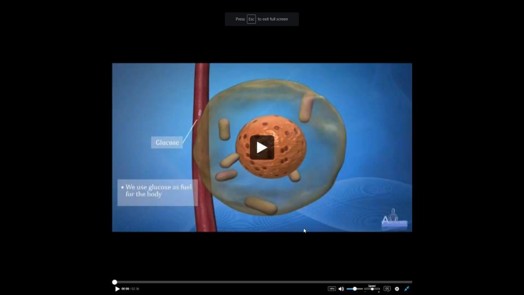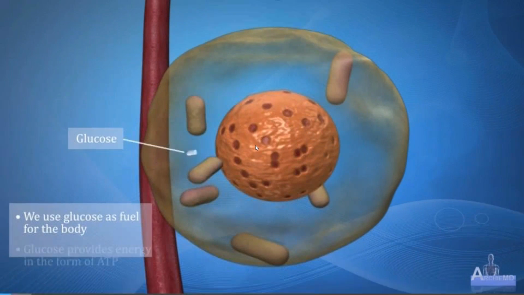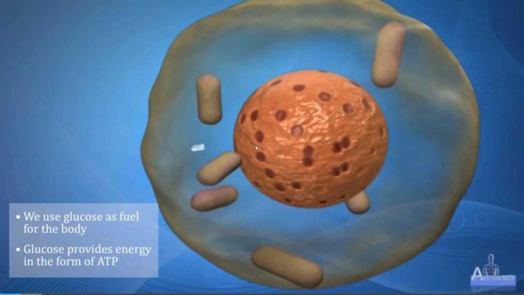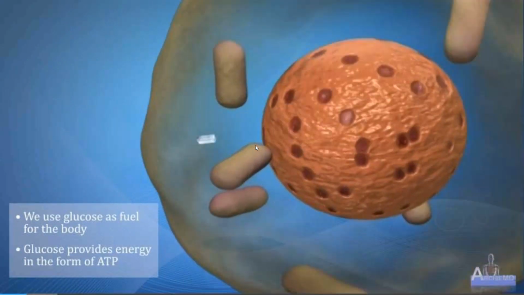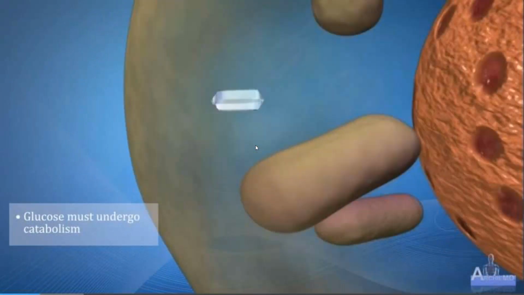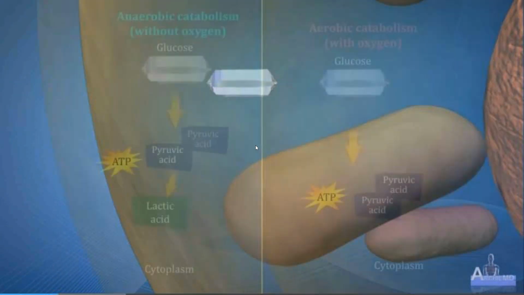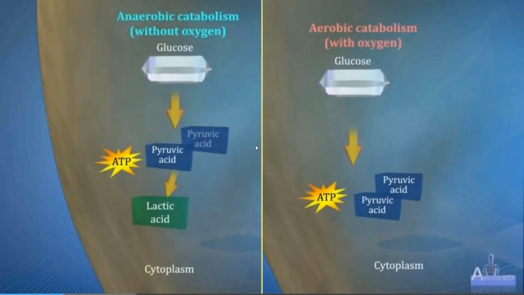We use glucose as fuel for the body. Glucose provides energy in the form of ATP so that cells can perform their function. In order for this to occur, glucose must undergo catabolism. Glucose is broken down under the following two different conditions: anaerobic, meaning without oxygen, and aerobic, meaning with oxygen.